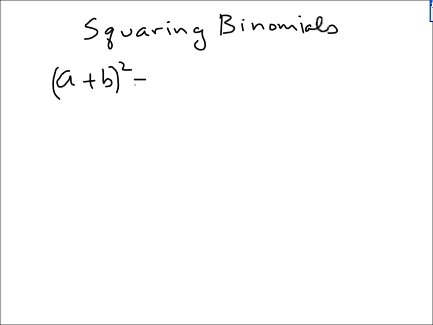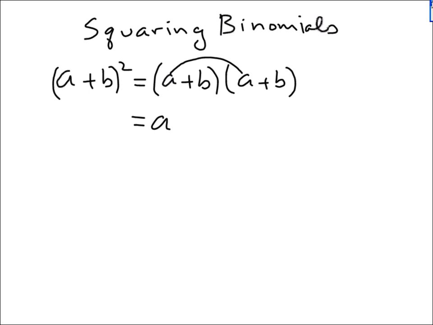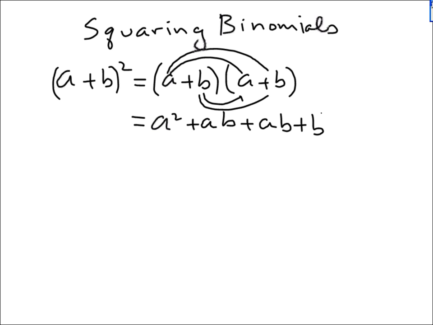We're going to work it out one time. In my opinion, you should never do this again. Never. A times a is a squared. A times positive b is positive ab. Positive b times a is the same as positive a times b. And positive b times positive b is b squared.